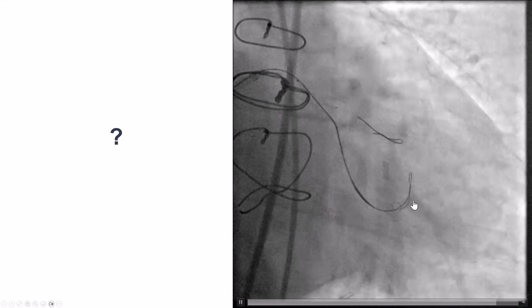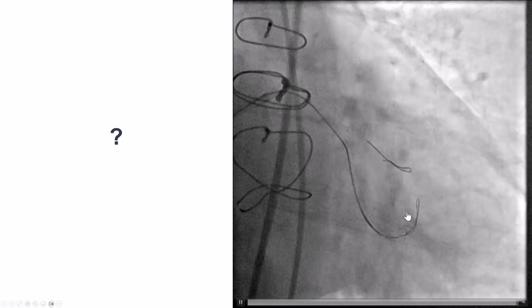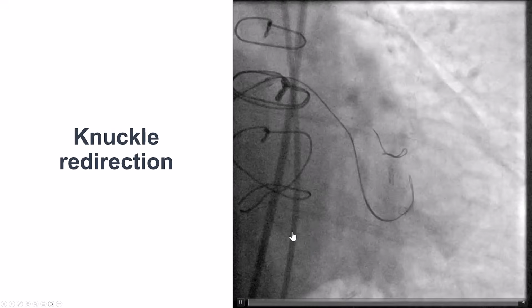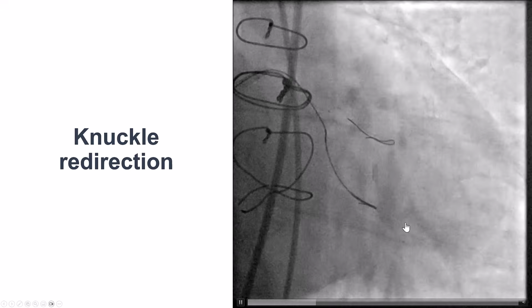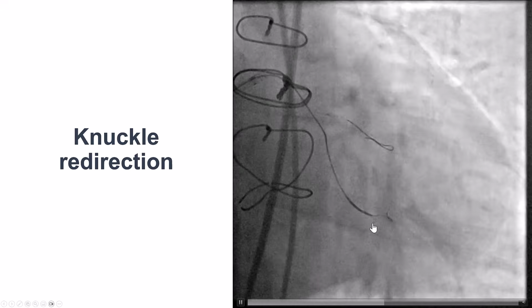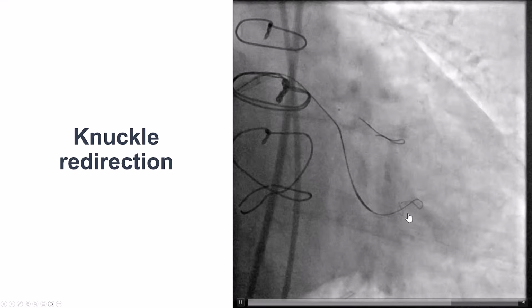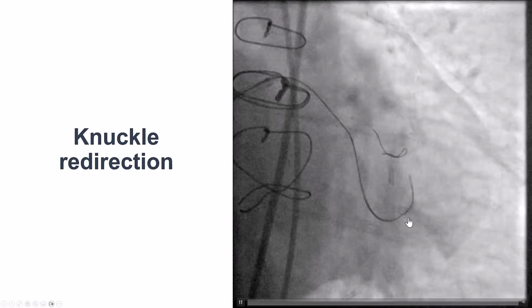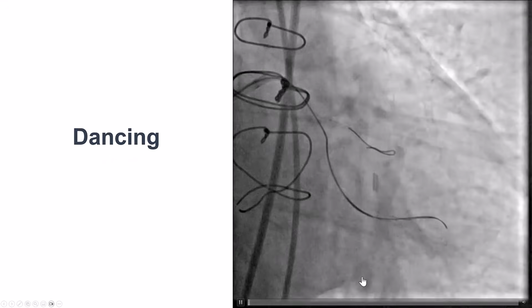And then a small knuckle, but this seems to be going a little too far up. It's probably a small branch. So we pulled it back, and then we redirected the knuckle, trying to go along the course of the second obtuse marginal. And eventually, we have the wire go in the right direction.